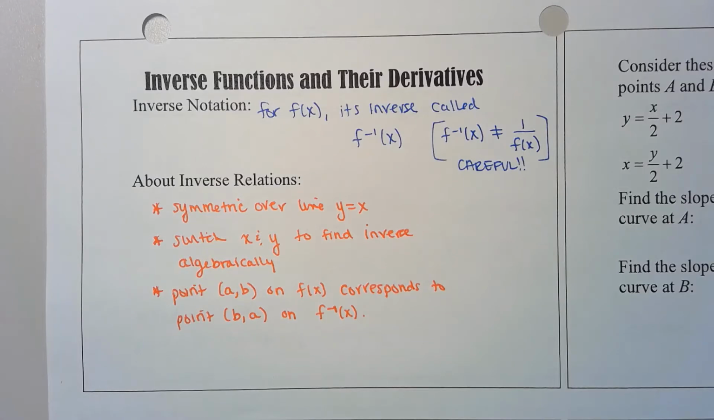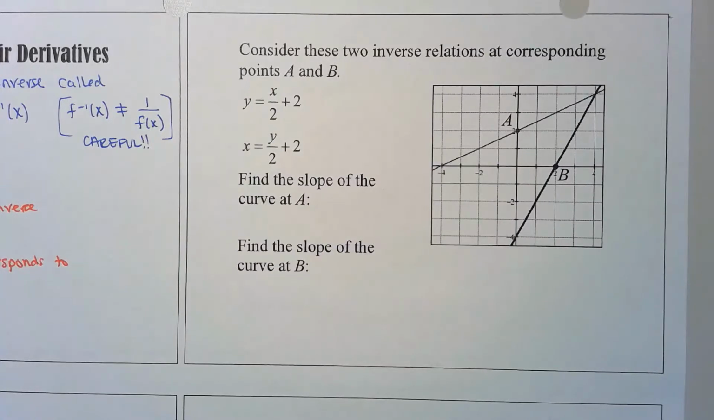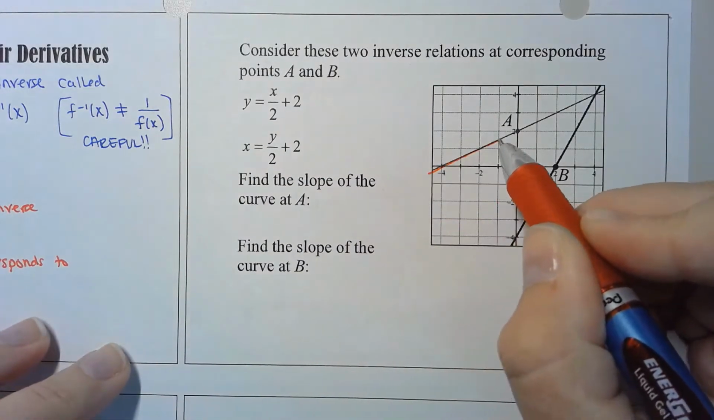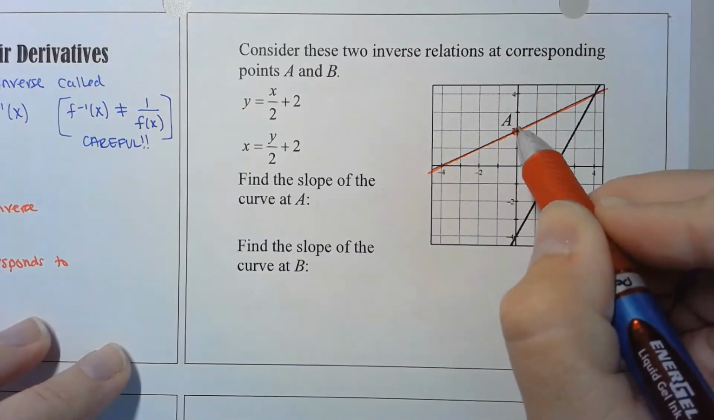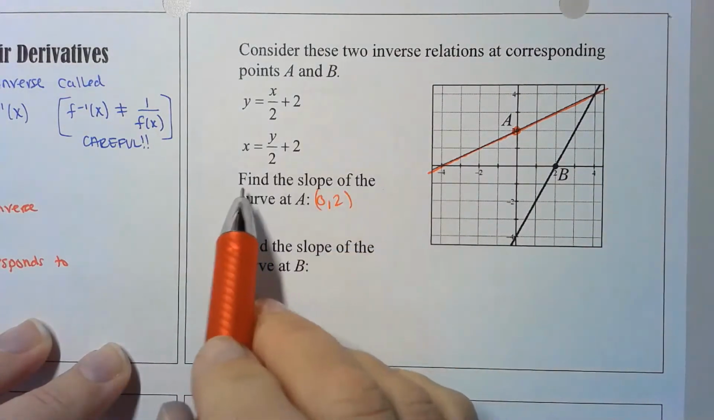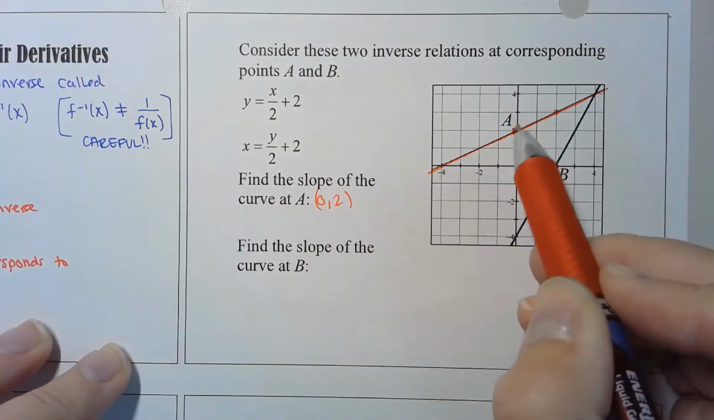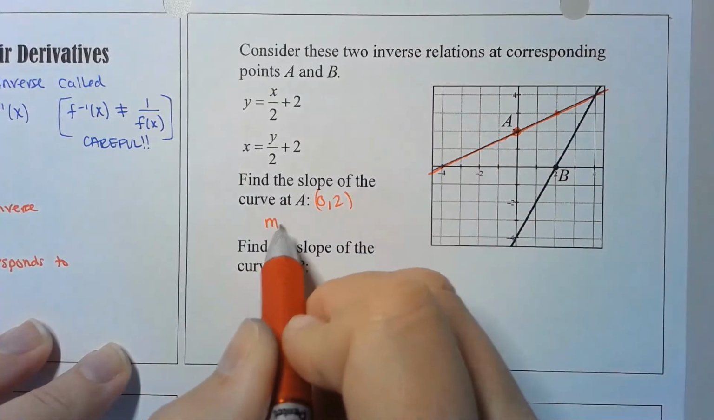Okay. So let's start with a lovely little Algebra 1 type picture here. Pause if you need to. It says, consider these two inverse relations at corresponding points A and B. So I have this graph here. I'll do it in red. We've got this nice little line, and point A is the point 0, 2. It says, find the slope. Well, the slope of that line, going from here to here, I'm going up 1 over 2.